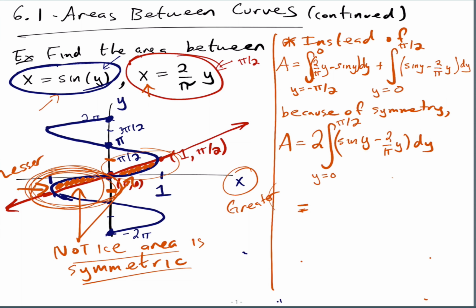Why'd you put the sine y minus 2 over pi y instead? It doesn't matter which one you pick. You can pick whichever one you want. I just found that one's easier because it doesn't have negative signs. Yeah? Okay.